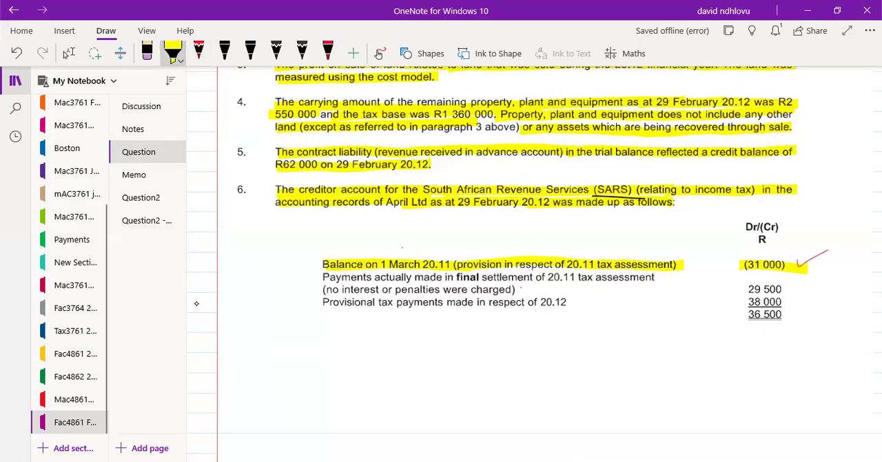Then this is what happens. The payment actually made in final settlement of the 2011 assessment, no interest or penalty were charged. So this is the amount that you had created and provisioned for. But eventually to settle the amount you paid this, right? There is a difference here between the amount that you eventually paid and the amount that you provided, and the figure would be 1.5.